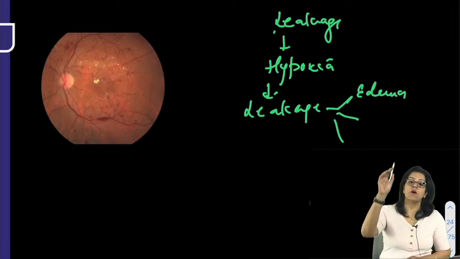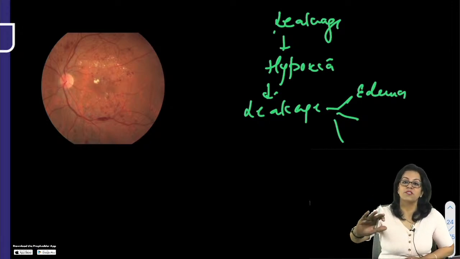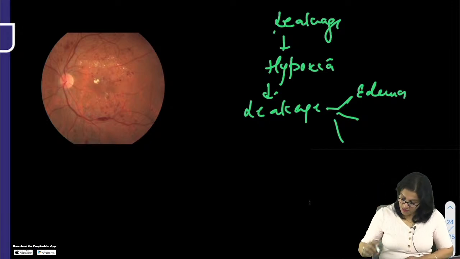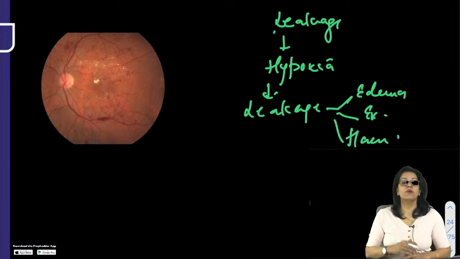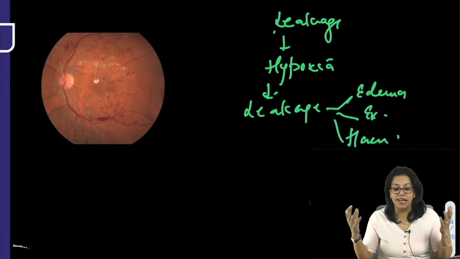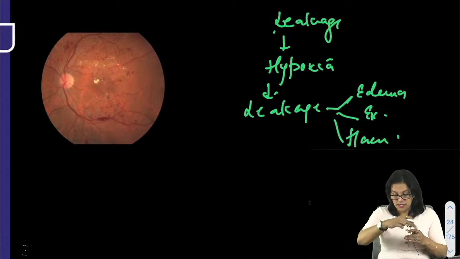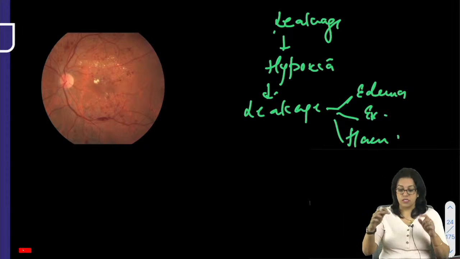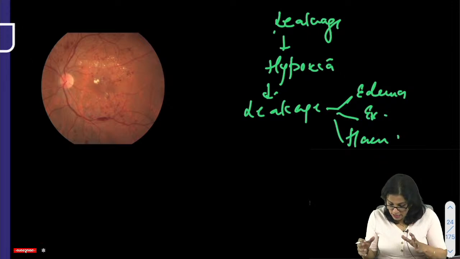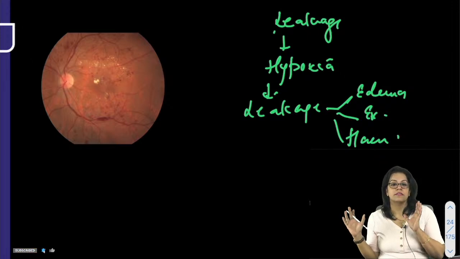So I am giving you a common pathogenesis of all the vascular pathology of the retina. Edema, exudates, hemorrhages, you are seeing everything because of increased capillary permeability and leakage. Once this is happening, it's a vicious circle: hypoxia, more leakage, more hypoxia. So edema, exudates and hemorrhages.